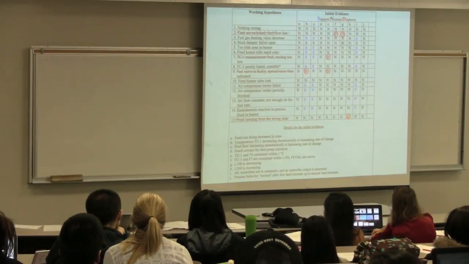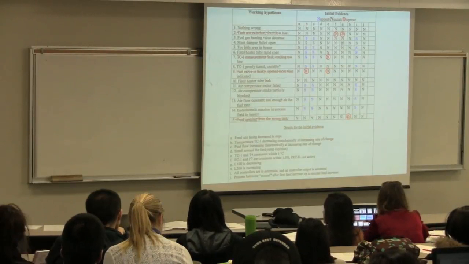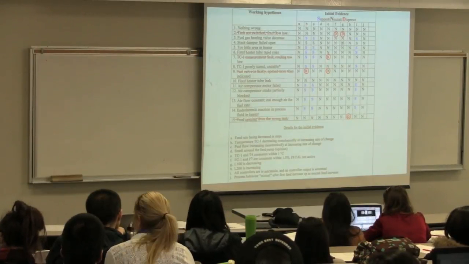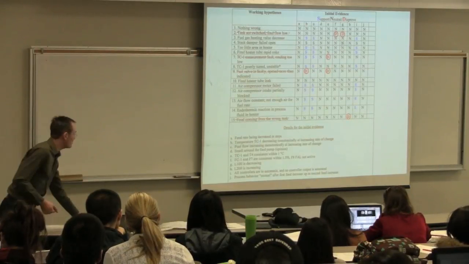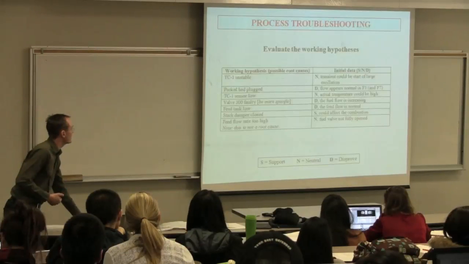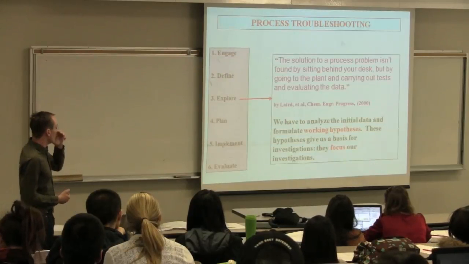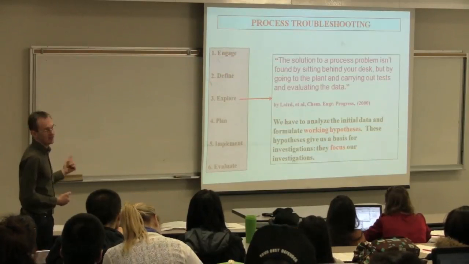So the first set of columns is using what we've been given or what we uncovered during that explore phase when we were thinking about the problem. The next step is where we start doing experiments and gathering additional data. So that comes down to this point over here in that quote. Once you've got off your desk and you're going to the plant, let's carry out tests and evaluate the data.